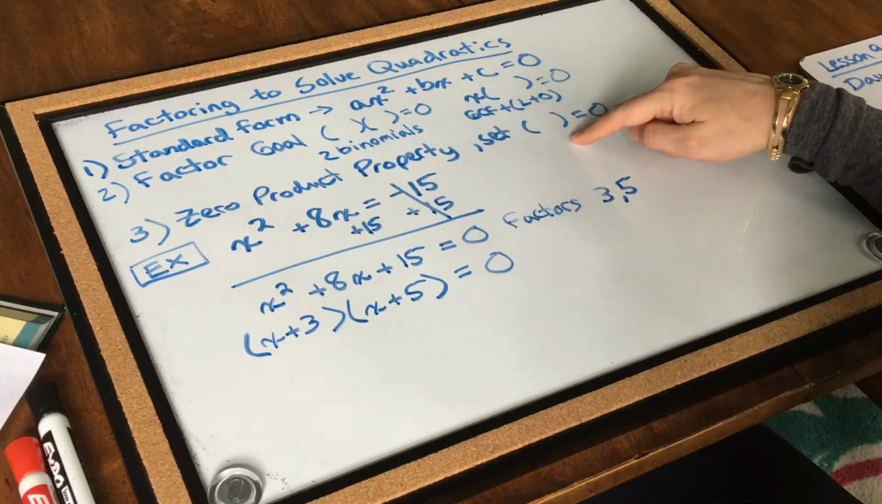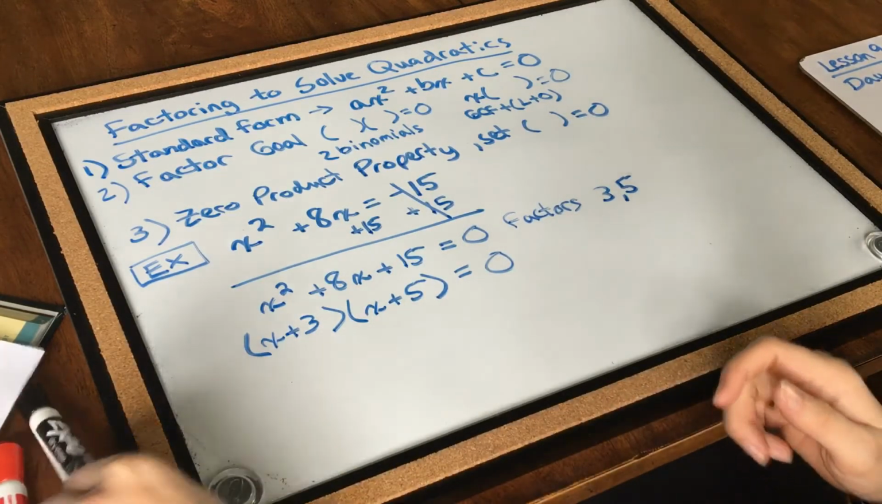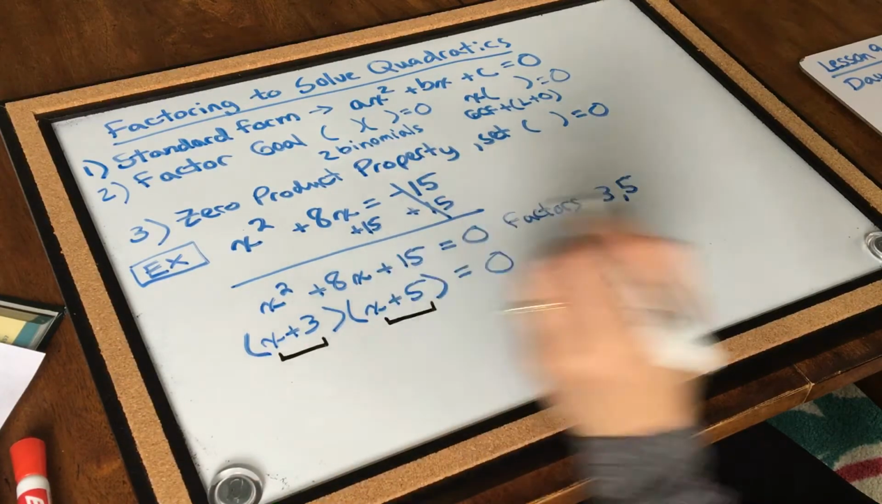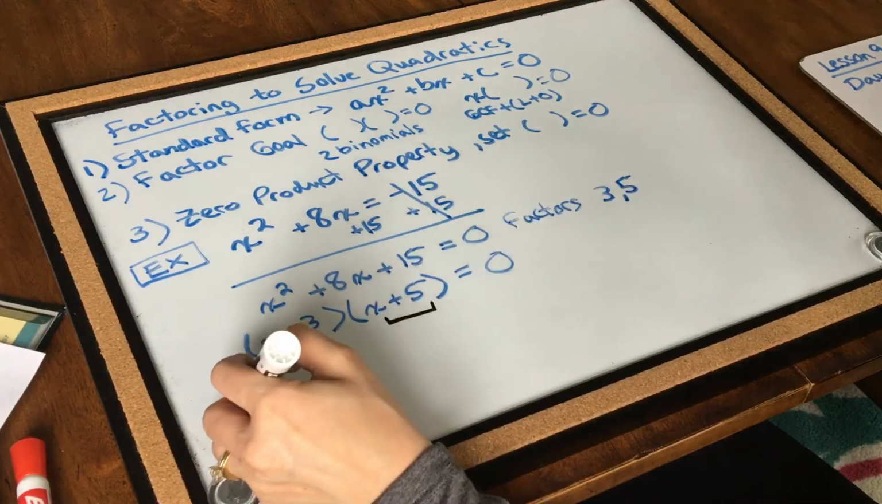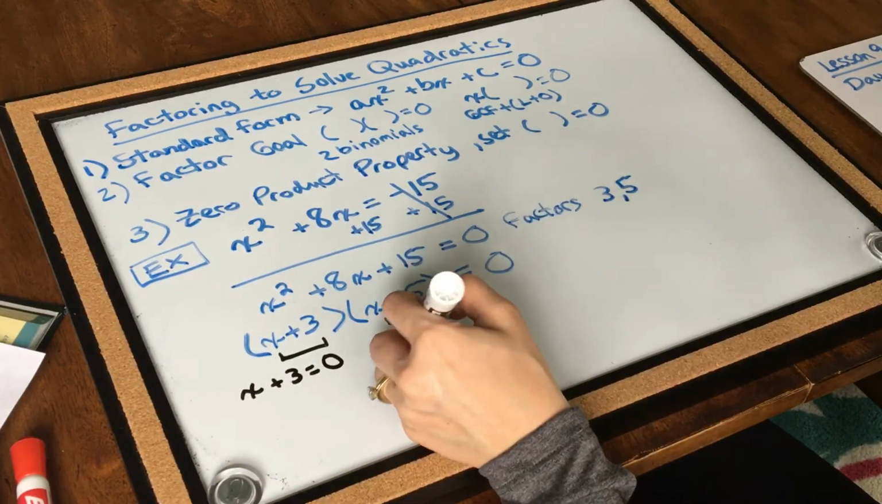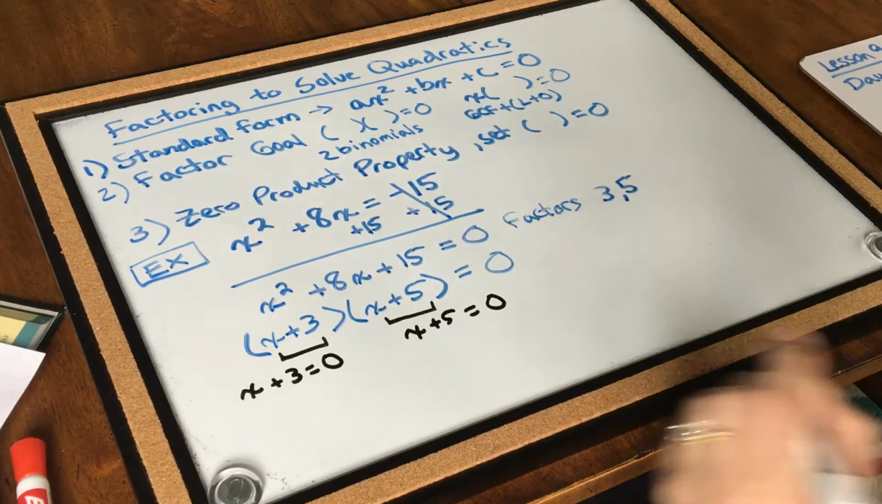Now I'm going to do what I did yesterday, and I'm going to set each parentheses equal to 0. So I'm going to set this one equal to 0 and this one equal to 0. So my first is x plus 3 equals 0, and my second is x plus 5 equals 0. Okay, let's solve these equations.